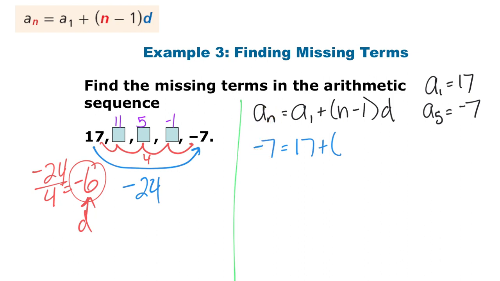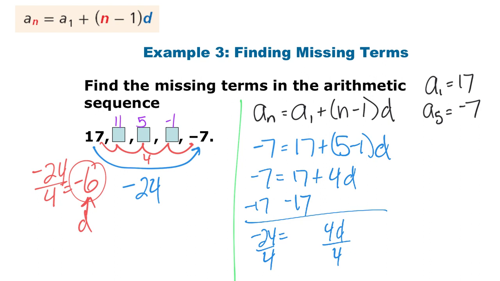So my term number for -7 was 5. I'm going to put in 5 minus 1 times d. I'm trying to figure out the common difference because we're pretending that we don't know it right now. And now I have an equation that I could just solve like any other equation. And when I solve that, I end up with d equaling -6. So I found my common difference to be -6, and I could then use that right over here to fill in the rest of my squares.